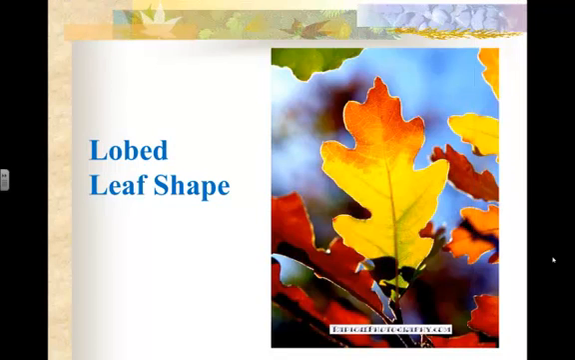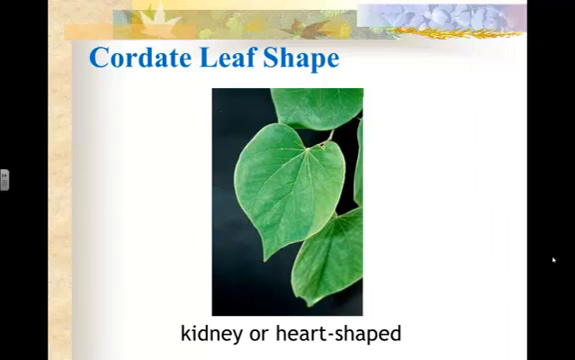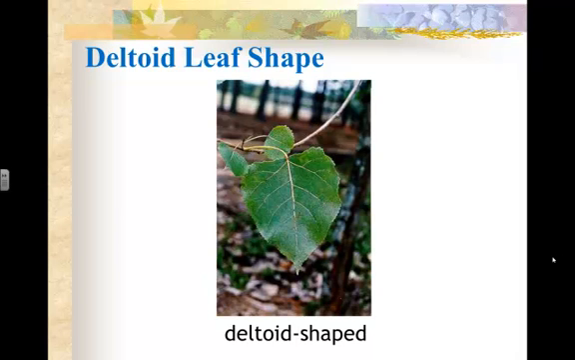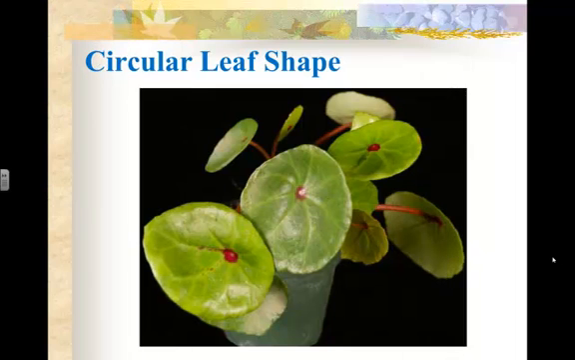Lobed, you can see how they're lobe shaped. They don't come to points. Then there is the heart-shaped ones, or kidney-shaped. They're called cordate. Deltoid is like a triangle, so it doesn't dip in like the heart, it goes straight across. And deltoid is a triangle leaf shape. And then, of course, circular is round.